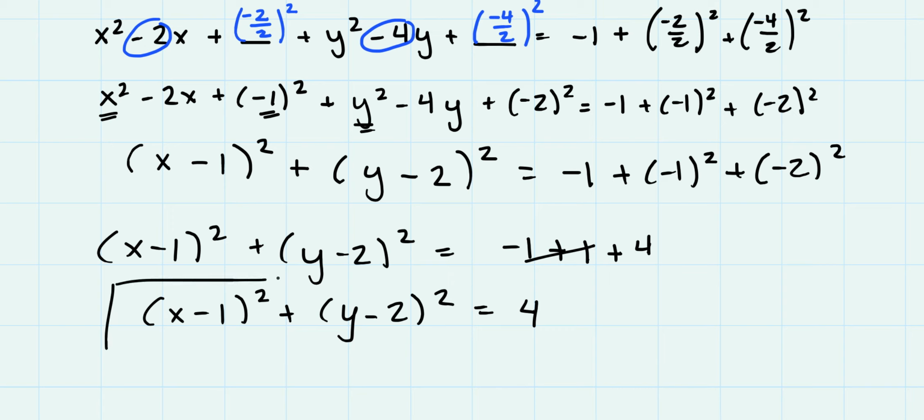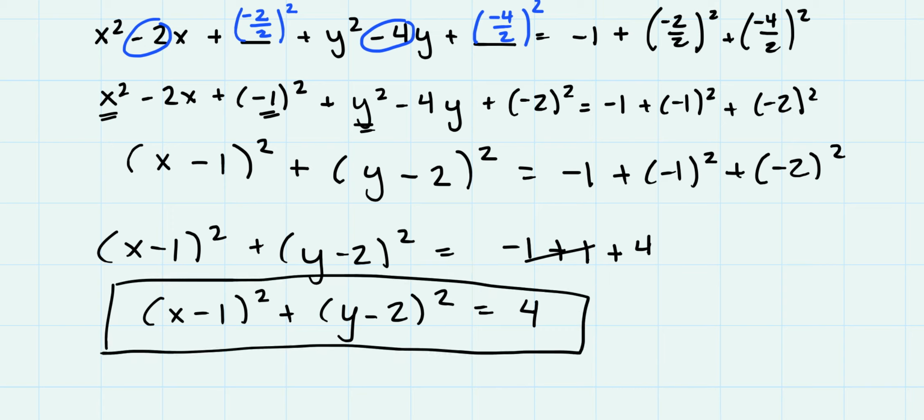And now we found the standard form for our circle. From here you can tell me that the center is 1, 2, and the radius is 2. In fact, instead of writing 4 here, even though it is 4, you can say 2 squared, because 2 squared is 4, and that is the number right here is the radius.